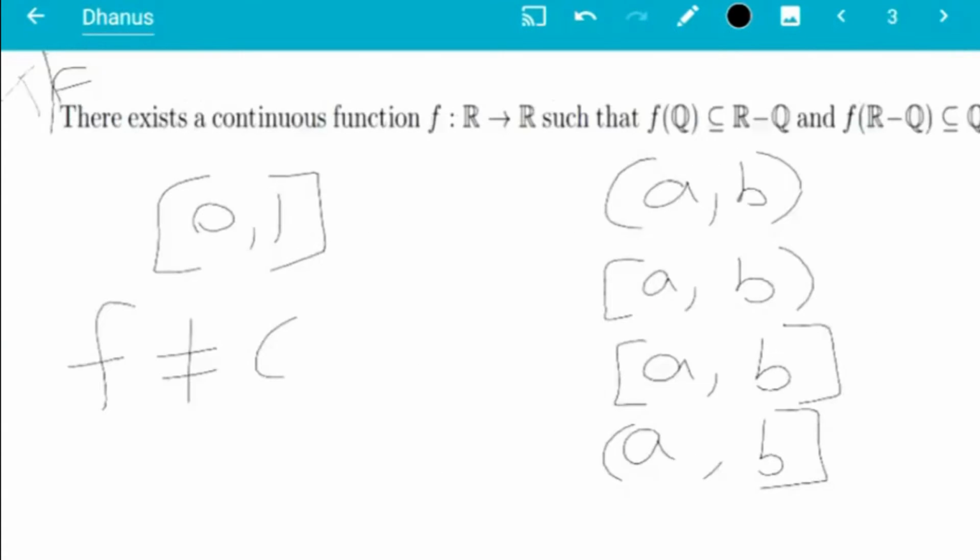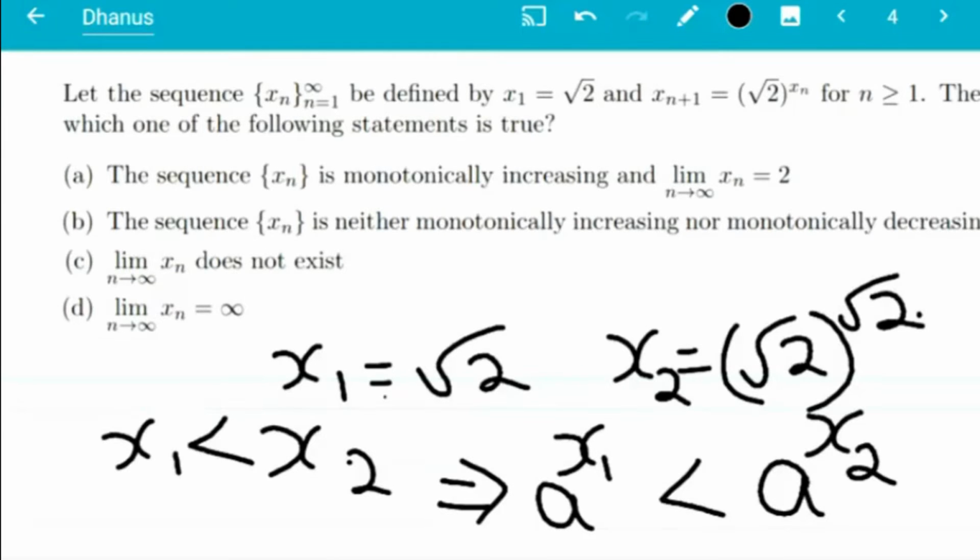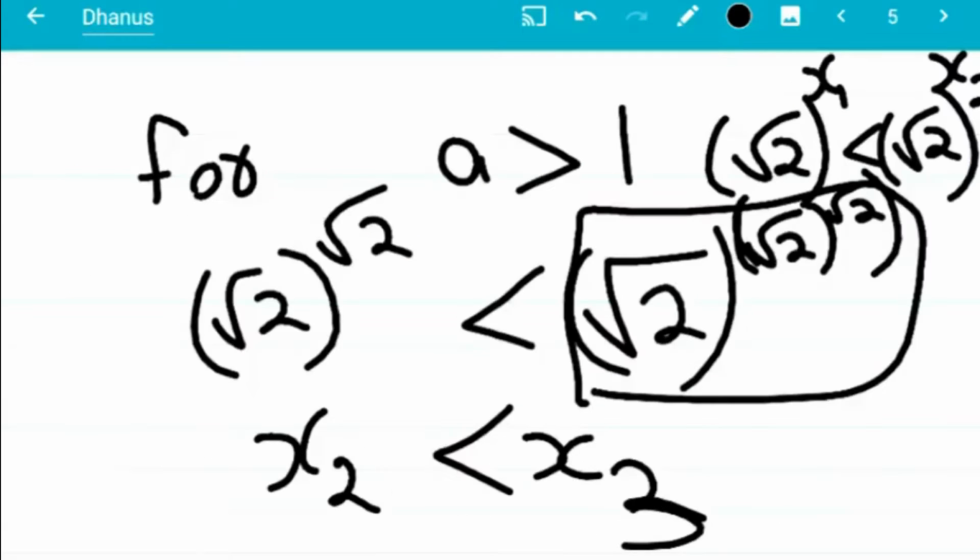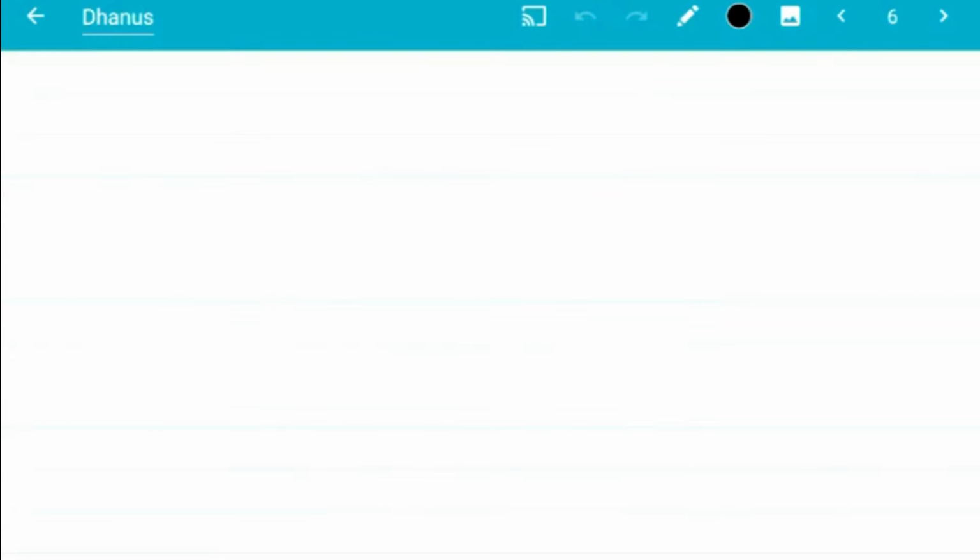Now what about the other options? As a consequence of this, the second option, option B, is directly false. And the other option, limit of xn does not exist, is only possible if the sequence is not convergent. And we can prove that the sequence is convergent, using that the sequence is bounded above.